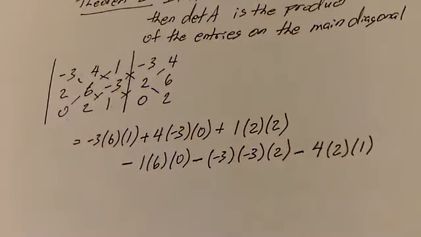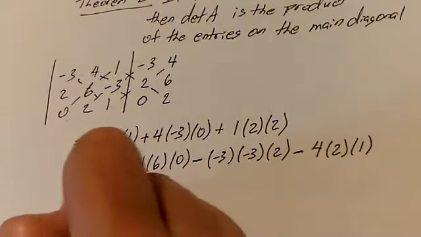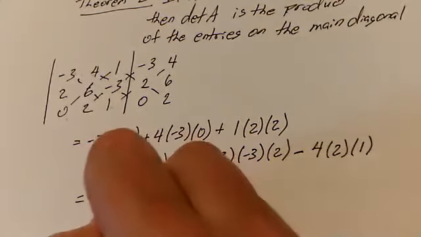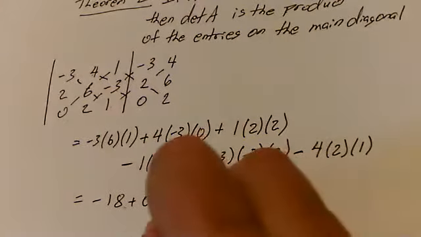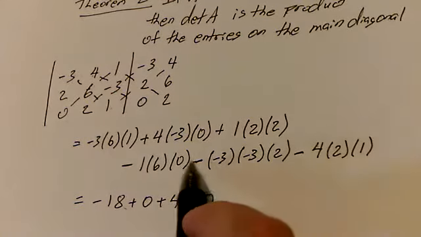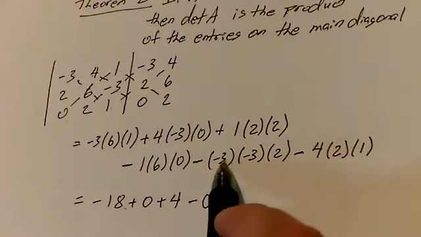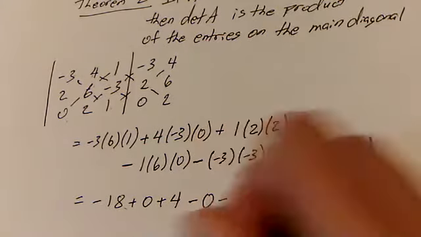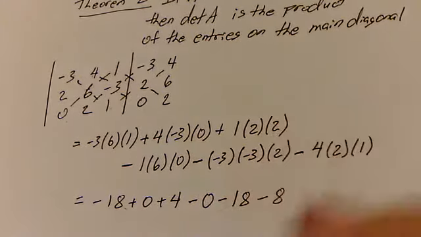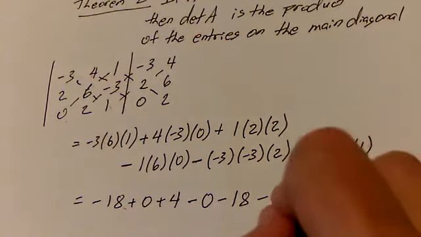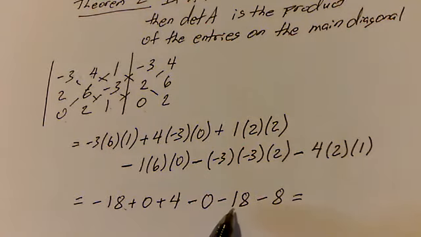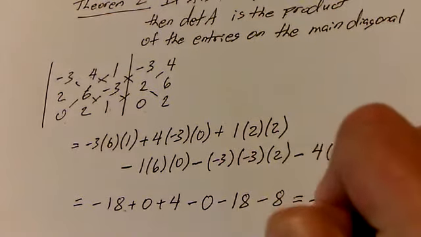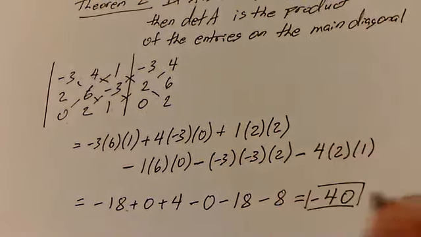Now I can add up those numbers. So -18 plus 0 plus 4 minus 0, minus, minus, and minus. So this is going to be -9 times 2, -18, minus 8. I put all those together. I've got -18. Then I'll have -14. -14 and -18 makes -32. And -8 is going to be -40.